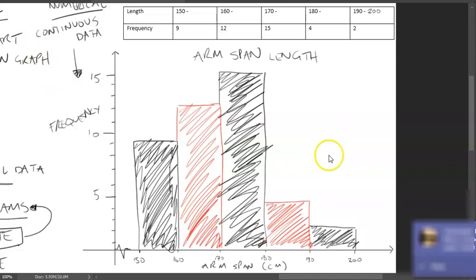Okie dokie. Now we have got our arm span length histogram, no spaces, chunks via intervals, labels, frequency, arm span, and a title. This is how you create histograms.